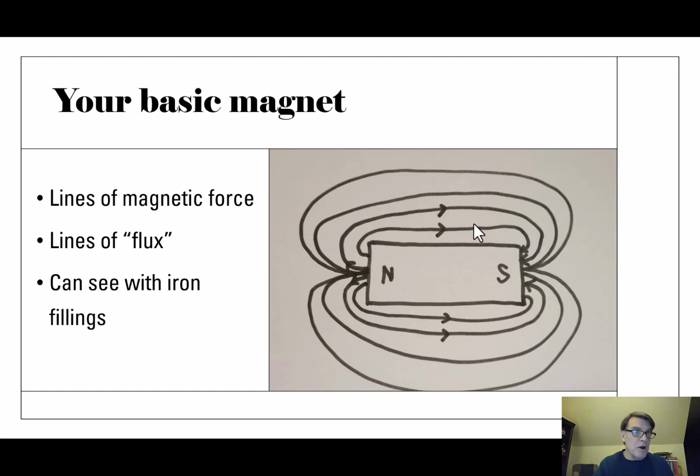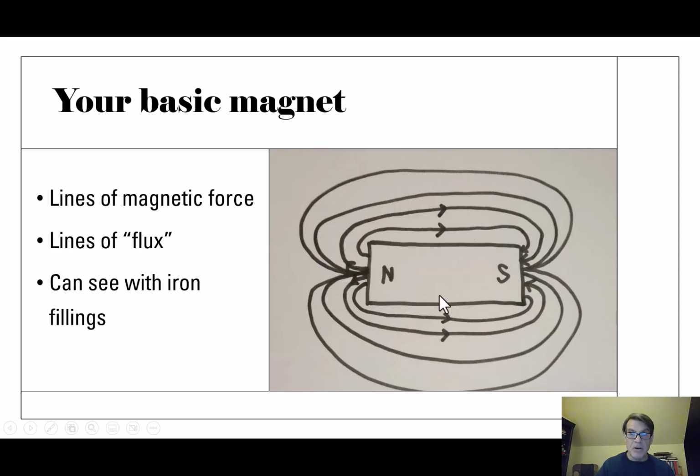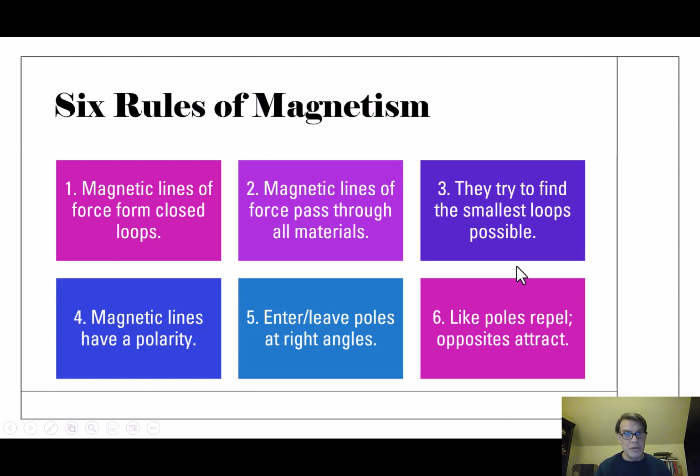This is probably no surprise. Yeah, I know what a magnet is, right? Well, there are 6 basic rules of magnetism, and that's the heart of this video. So here they are, ladies and gentlemen, the 6 rules of magnetism. The first rule is that magnetic lines of force form closed loops. If you look on this video, you can see that all of these loops go all the way around. They don't stop. I'm halfway there, I'm tired, I'm going to stop. No, magnetic lines of force form closed loops.